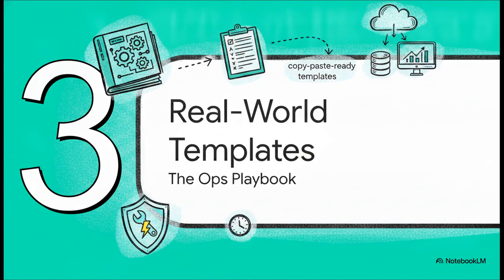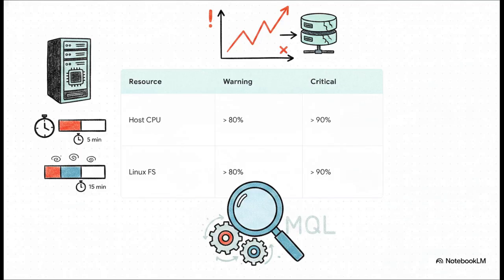All right, Section 3, real-world templates. Time to open the ops playbook. Okay, let's get highly practical. I strongly recommend grabbing a screenshot of these next few templates because you can copy and paste these straight into your own environment. First up, host monitoring thresholds. Check out the syntax we're laying out here. For host CPU utilization, we're setting a warning rule at greater than 80% over the past 5 minutes and a critical rule at greater than 90% over that same 5 minutes.